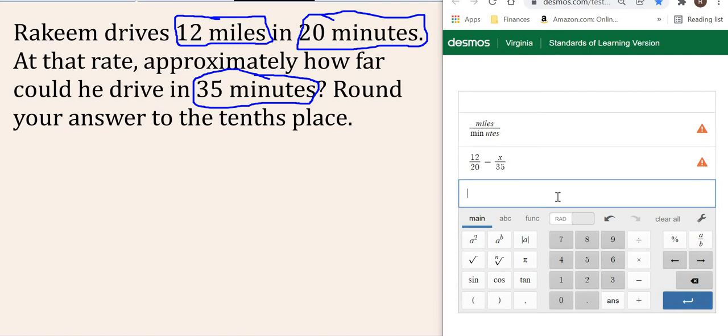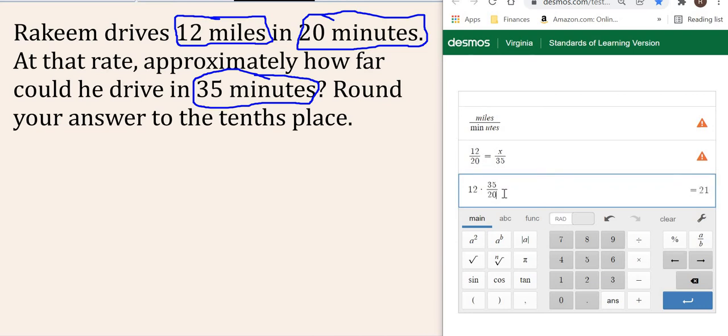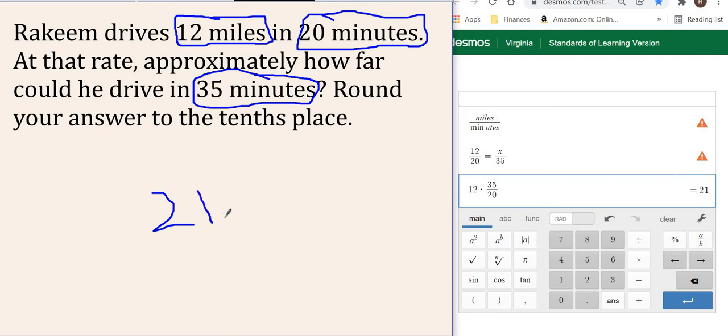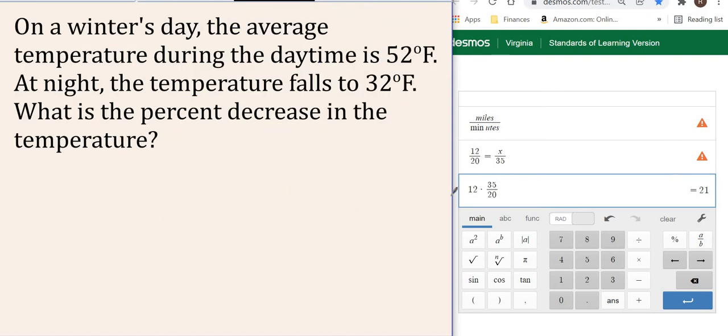So now I'm going to go to my next line in Desmos, and I am going to cross multiply the numbers that are diagonal, which is 12 times 35. Then I'm going to divide by the number diagonal from X, divided by 20. That means that he would be able to drive 21 miles in 35 minutes. Okay, so use Desmos as your scratch paper and go back and watch what I did very carefully. Okay, all right, let's try another one.